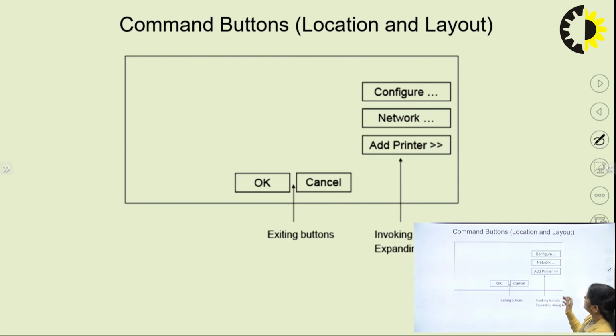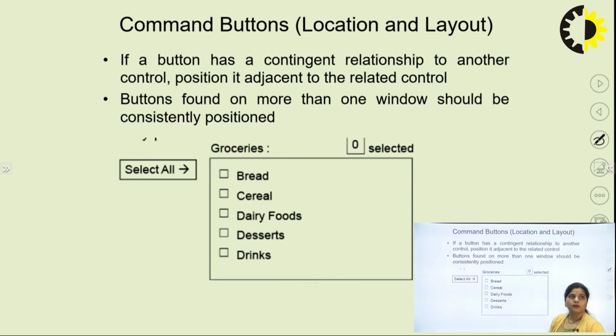Here we can see the location and layout of the command buttons. Here we have exiting buttons, and here we are invoking the features for expanding the dialog buttons. In some cases, if a button has a contingent relationship to another control, then position it adjacent to the related controls. Just like in the given example, this button has a relationship to these controls, so we have to place it adjacent to the related controls.